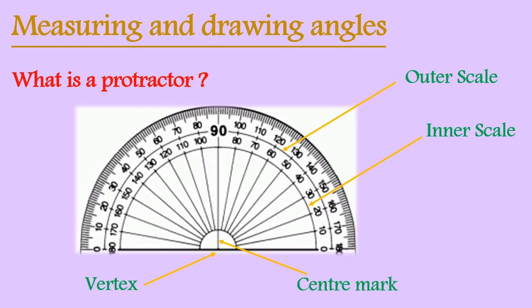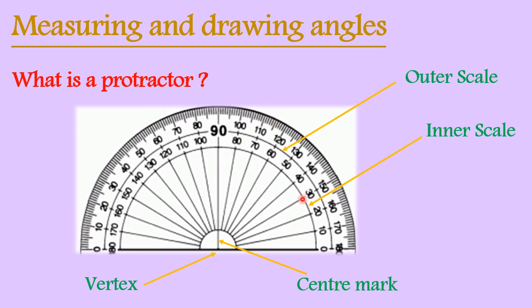Outer scale is there, inner scale is there, center mark is there, vertex is there. Normally this midpoint is known as the vertex and this midline is known as the center mark. This outer curve is known as the outer scale and this inner line is known as the inner scale. Again I will explain. This outer curve is the outer scale. This inner curve is the inner scale. This midpoint is the vertex. This midline is the center mark.